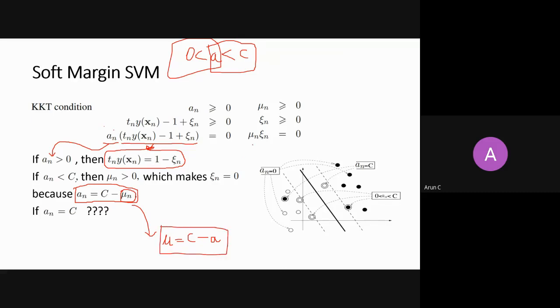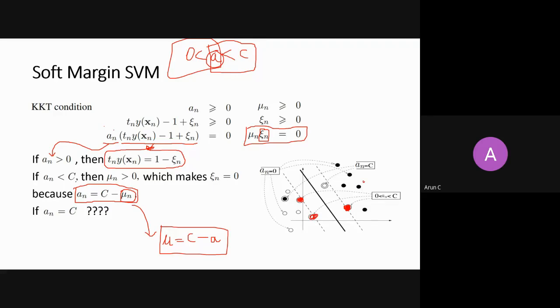If my mu is a non-negative number, from this complementary slackness condition, my psi should be 0, right? Because mu is non-zero, psi should be 0. And if psi is 0, then definitely I am only on the margins, because psi being 0 means I am on the margin or on the right side. But because my constraints are active, a is positive, so there is no option that I can go into this region. So I am definitely on the margins only. So these are my support vectors.